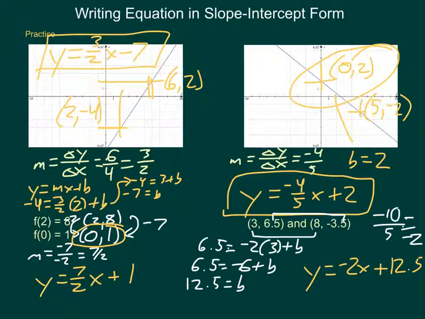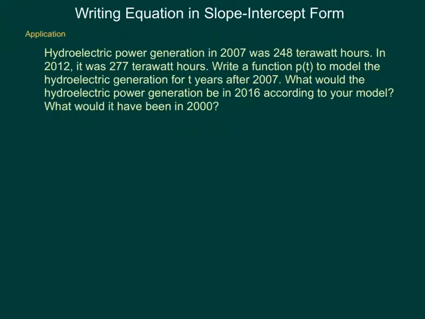So if we have different pieces of information, we can go through and find our slope and find our y-intercept to be able to write an equation that we'll be able to use in modeling different items. So let's look at one such modeling. Hydroelectric power generation in the year 2007 was 248 terawatt hours in the United States. In 2012, that number had risen to 277 terawatt hours. Write a function, we're going to call it P of t, to model the hydroelectric generation for t years after 2007. What's the hydroelectric power generation in 2016 according to the model, and what would it have been in 2000?